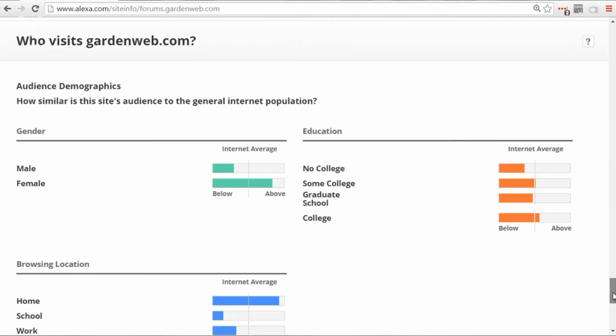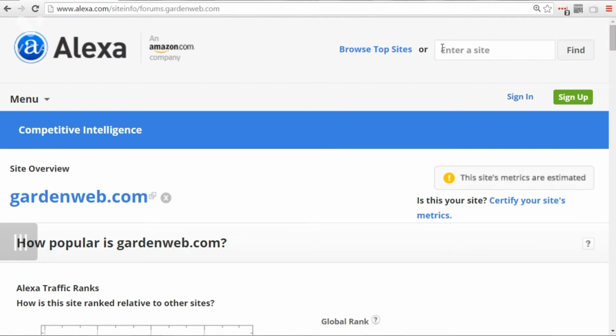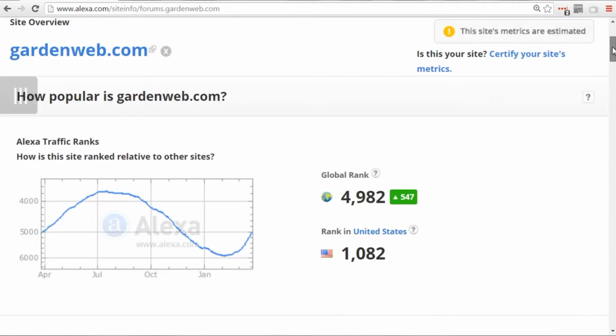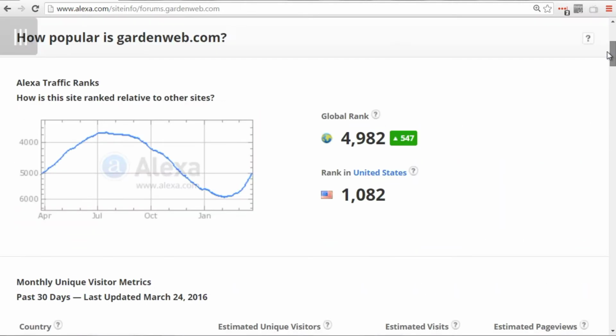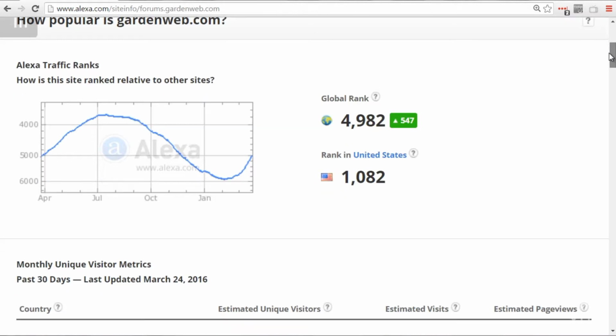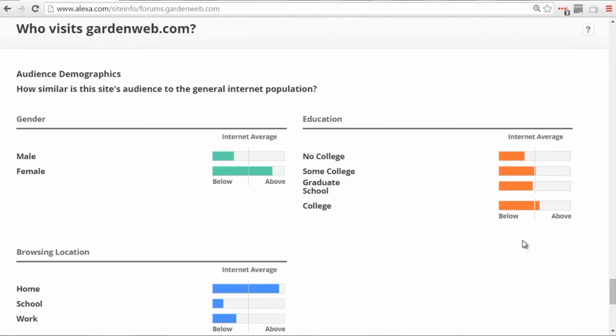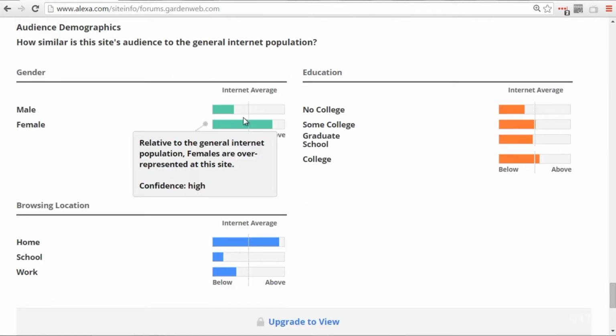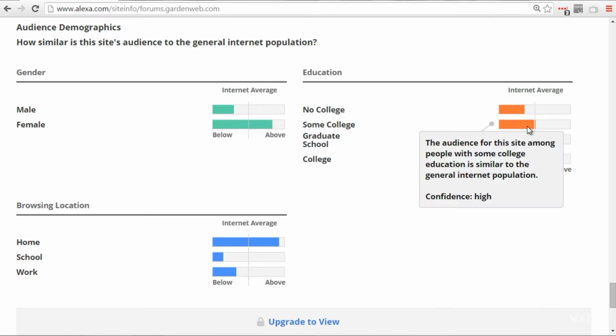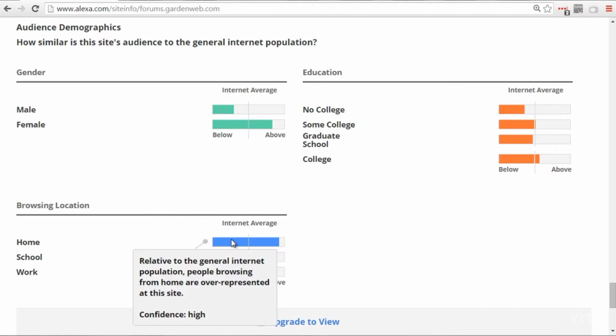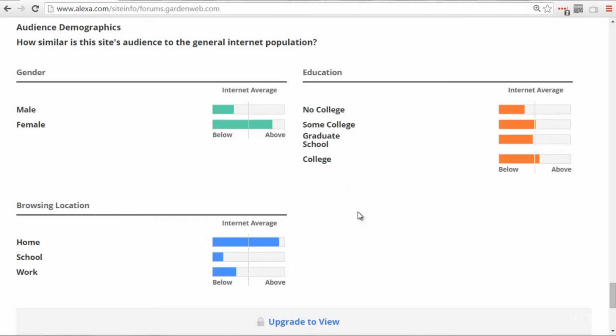Okay, so as you know, forums typically are where most of your hyperactive people go. People that talk a lot, people that are very passionate about whatever market it is. So if you can find a forum on a website and then put that into Alexa, that is going to tell you who your hyperactive audience is. So now we can see that it is back to the females being the majority, college, some college, and home seems to be consistent across the board.